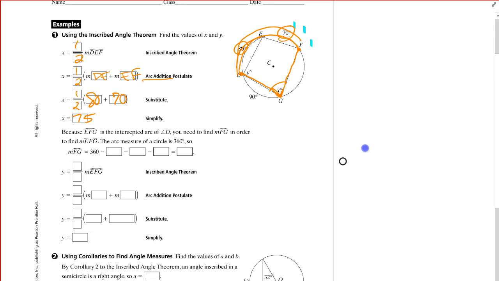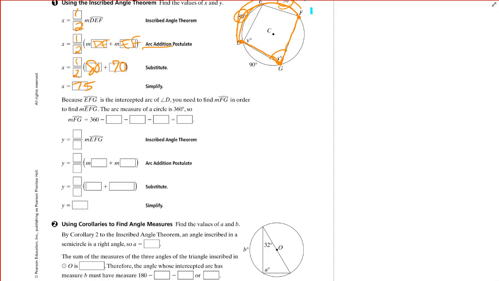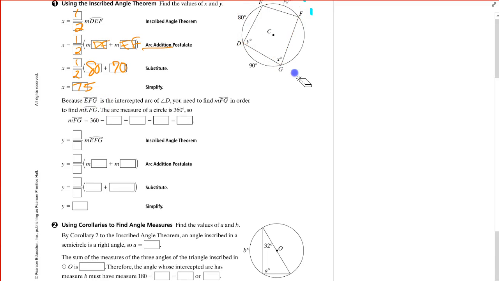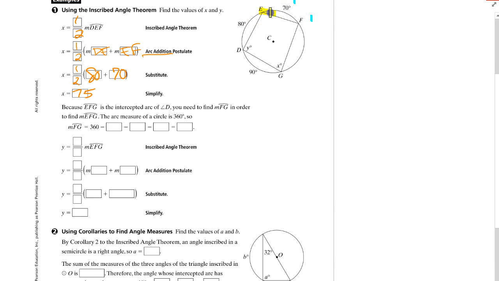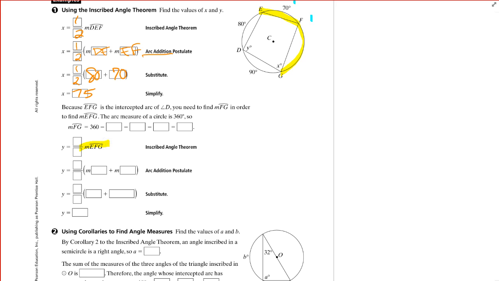Okay, now let's take a look and see what else they wanted us to work on. Now we've got arc EFG, and we can figure something out about that. This angle measurement here will be half of this arc measurement, and that's how the inscribed angle theorem works. Because EFG is the intercepted arc of angle D, you need to find this arc measurement in order to find the entire arc measurement.